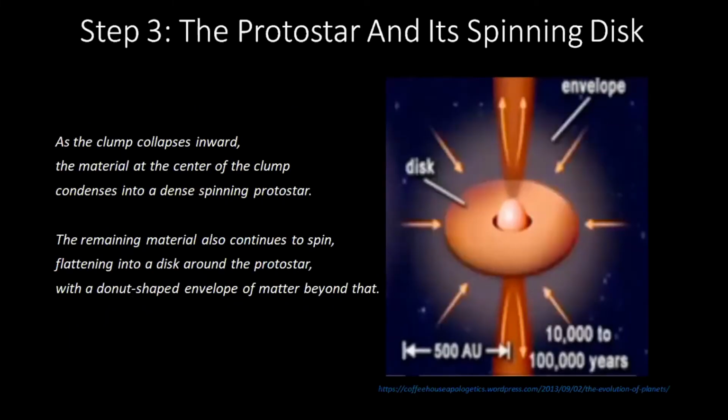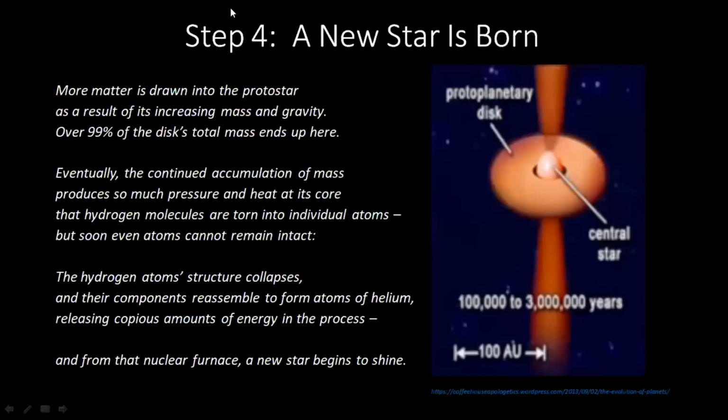As the clump collapsed inward, the material at its center condensed into a dense spinning protostar that later on turned out to be our sun. The remaining material in the clump continued to spin, just like the protostar did, but as it spun, it flattened itself out into a disk surrounding the protostar, with a donut-shaped envelope of material out beyond the edges of the disk. More and more of this matter was drawn into the protostar at the center of what used to be the clump, and what is now the nascent solar system.